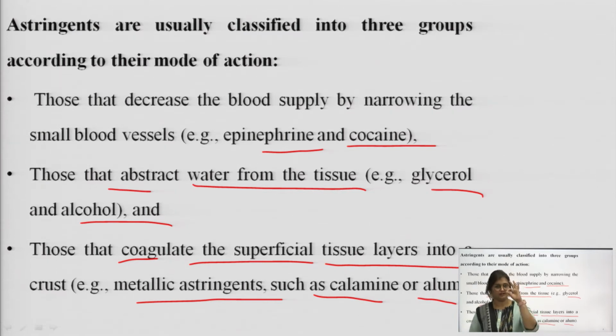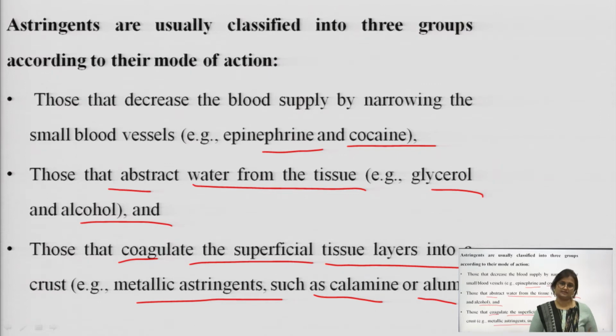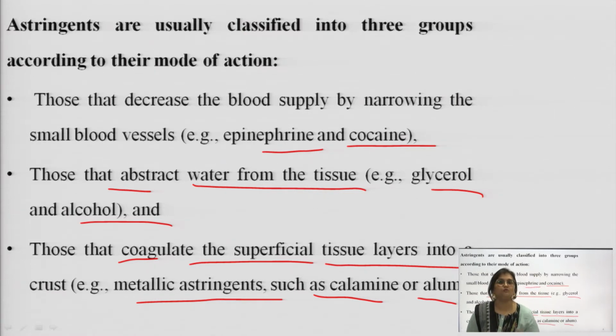Astringents are classified into three major categories depending upon their mode of action. First category, those that decrease the blood supply by narrowing the blood vessels. For example, epinephrine and cocaine. This activity they do via their constricting action, so these are used as constrictors. The second activity is they abstract water from the tissues.